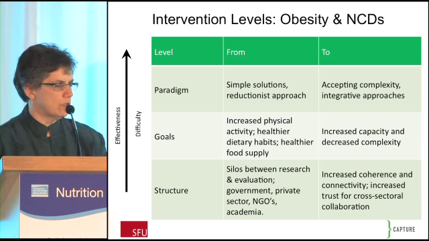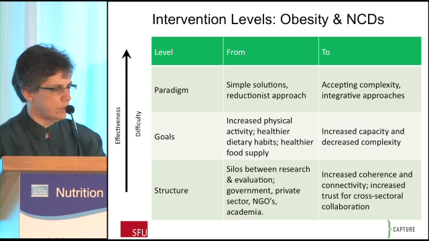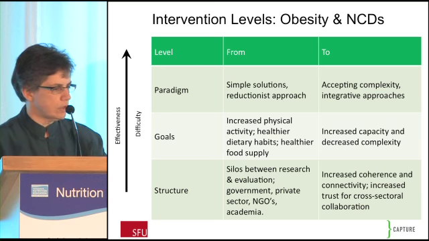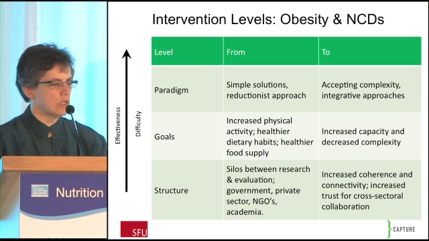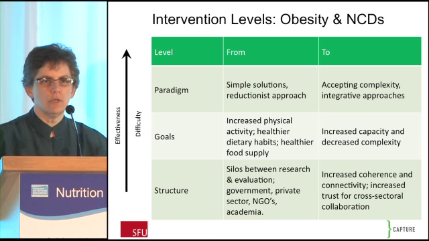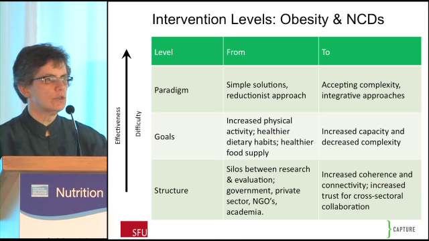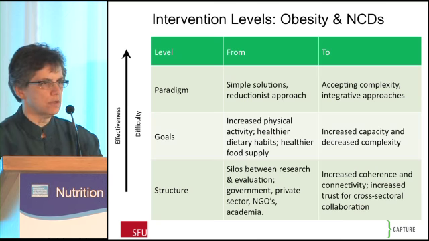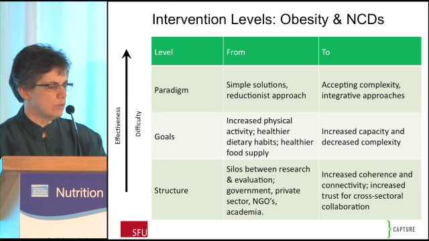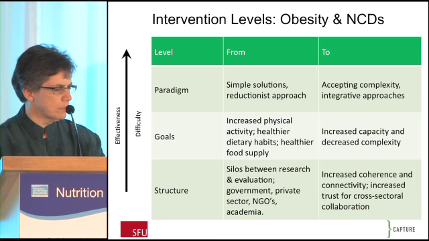Our goals currently are to do things like increase physical activity and have healthier dietary habits. Maybe a goal should be increasing the health of the food supply. Our structures are pretty siloed, I believe. Like, the domains of research and evaluation are separate. For years I asked the question, what's the difference, and never got what I considered a satisfactory answer. I think they're different ends of a spectrum, and we need to bring those worlds closer together in order to get better learning from what we do.